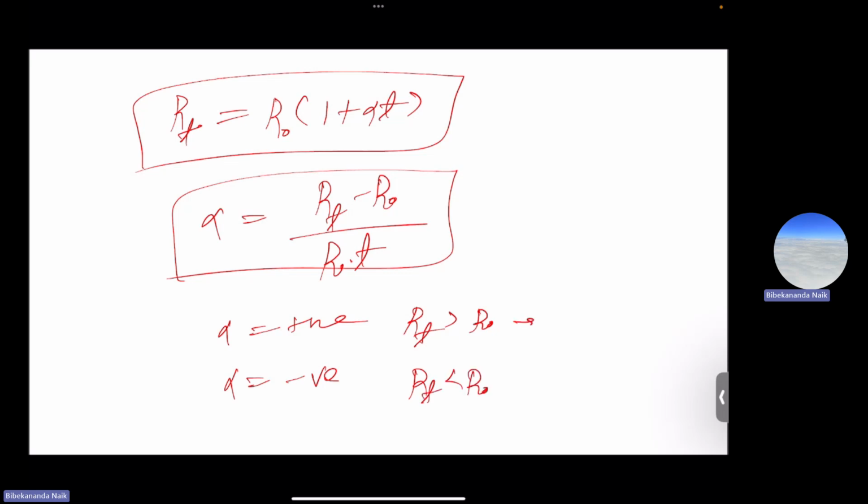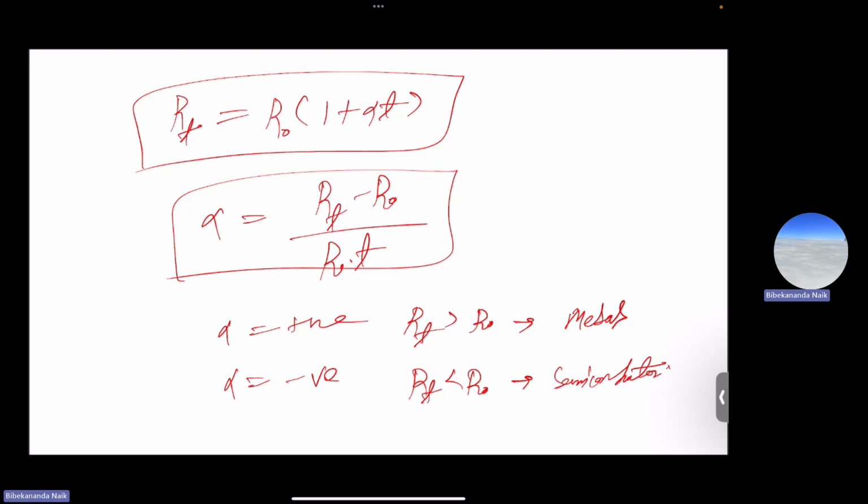So the example of alpha positive is, for example, RT minus R0, so alpha positive examples will be metals and it will be semiconductors, because for semiconductors very few electrons are available to carry the current.